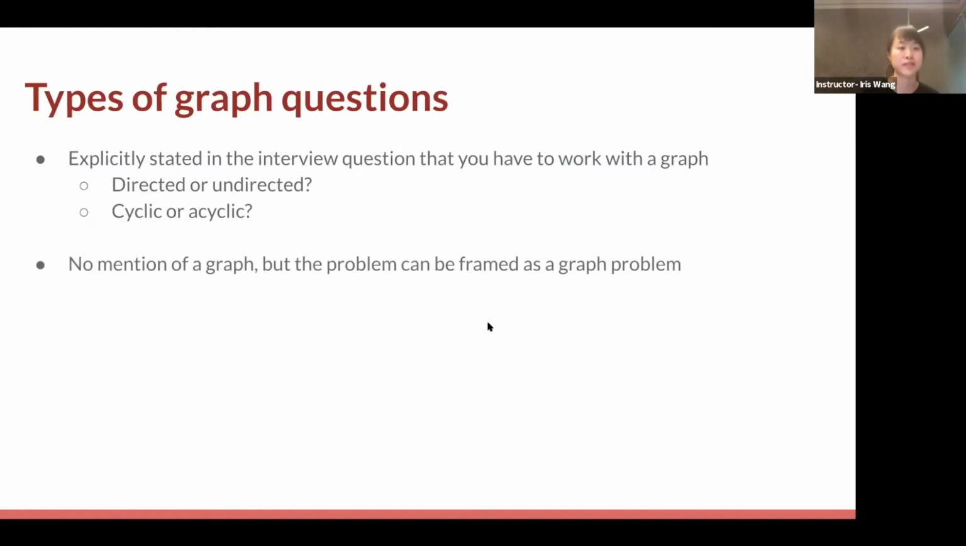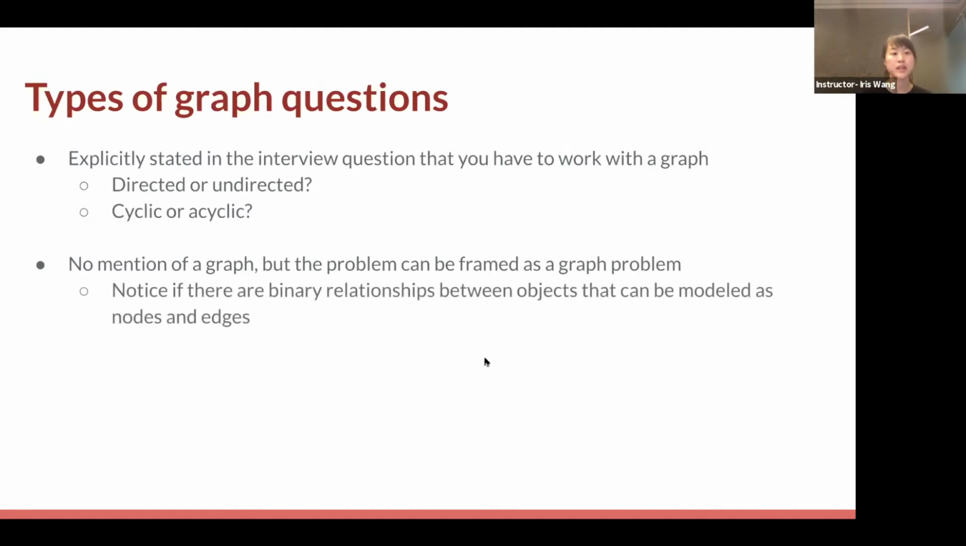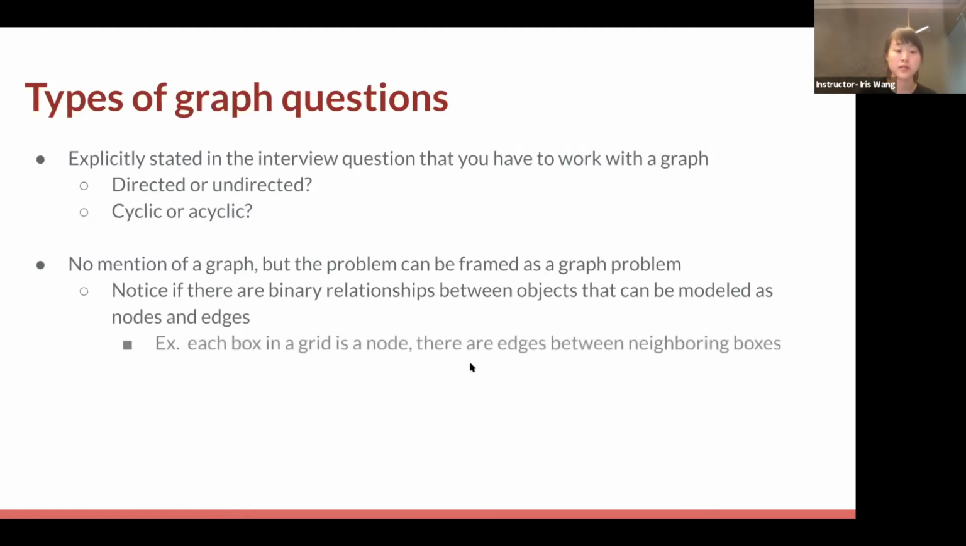The other type of graph question, which is also very, very common, is where there's no mention that the question is a graph question, but the problem can be framed as one. I think the best way to think about it is, if there are binary relationships between objects, those tend to be modeled as nodes and edges. For example, if each box in a grid is a node and there can be edges between neighboring boxes, that's one scenario that can be modeled as a graph question.